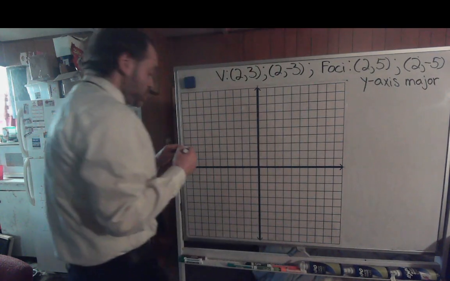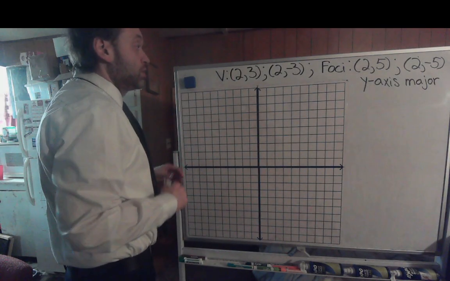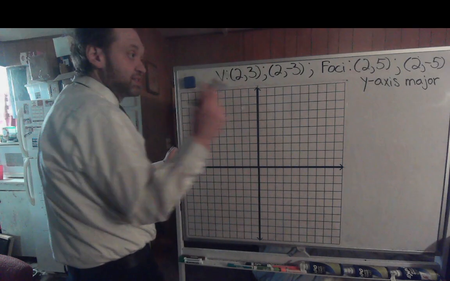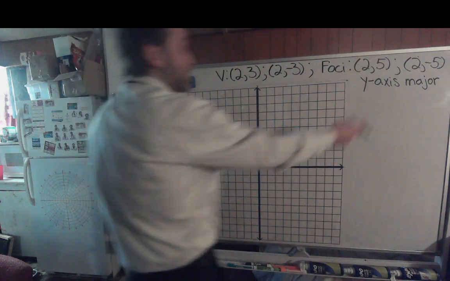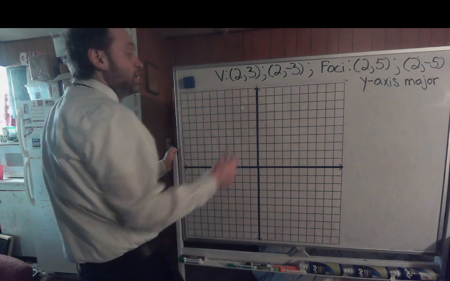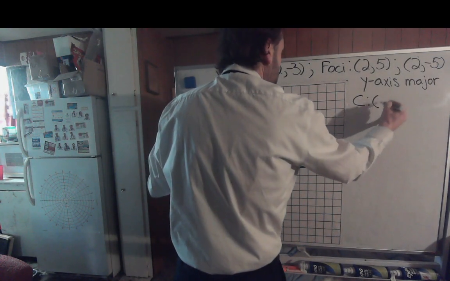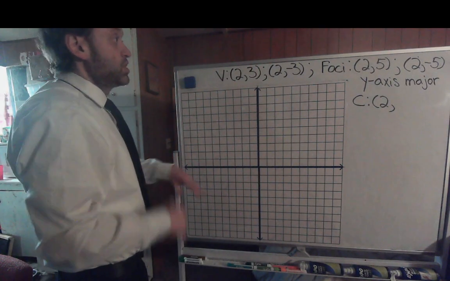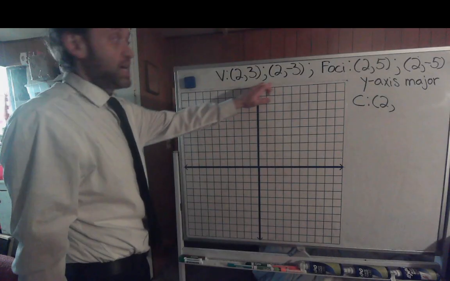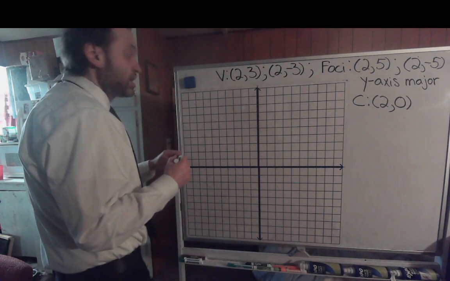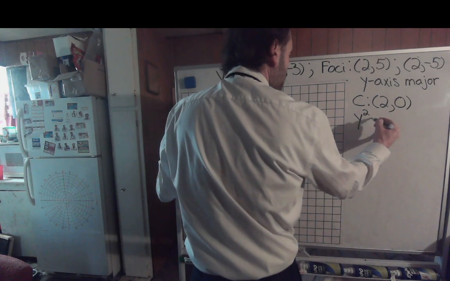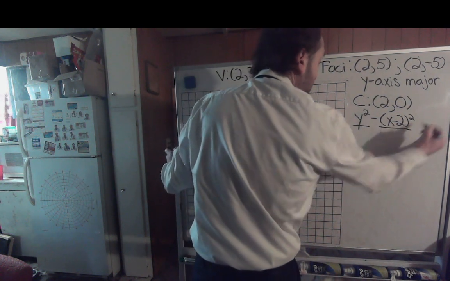Now, we need to figure out the center. Well, definitely clear to see then, because the center is halfway between your two vertices or halfway between your two foci. Either way, you'll get the x-coordinate located at 2 because that doesn't change. But what about your y-coordinate? Well, 0 is halfway between 3 and negative 3, so your center is actually located at (2, 0). But y-axis is your major axis, so this equation is going to take the form of y squared over some number minus the quantity of (x minus 2) squared over some number equals 1.